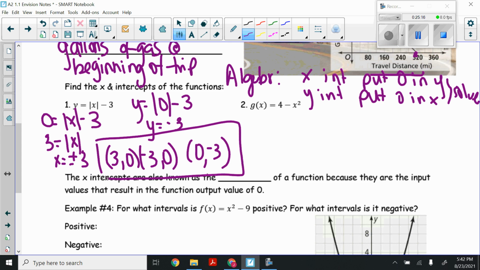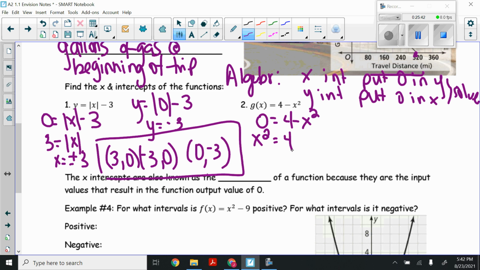Number 2, g of x equals 4 minus x squared. So x squared, this is a quadratic, which means it would be a parabola or a U-shape. To find my x-intercepts, again, I put 0 in for y, or g of x, which means the same thing. So 0 equals 4 minus x squared. I'm going to solve this equation to get x all by itself. I have a negative x squared, so I'm going to move my x squared to the other side, and I get x squared equals 4.